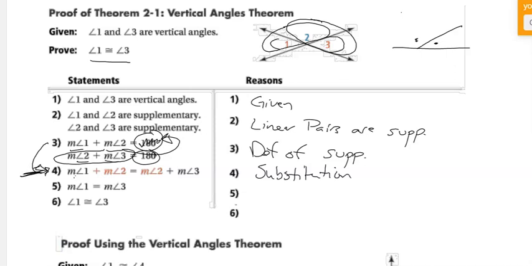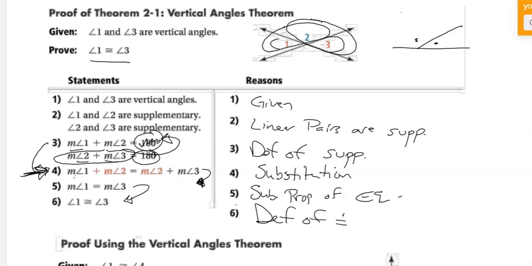Now, at this step, 1 plus 2 equals 2 plus 3. How did they get from here to here? What happened? It looks like they subtracted the measure of angle 2 from the left and from the right. Why are you allowed to subtract something from the left as long as you subtract it from the right? Subtraction property of equality. And lastly, if you know the measures are equal, how do you know they're congruent? Definition of congruence.